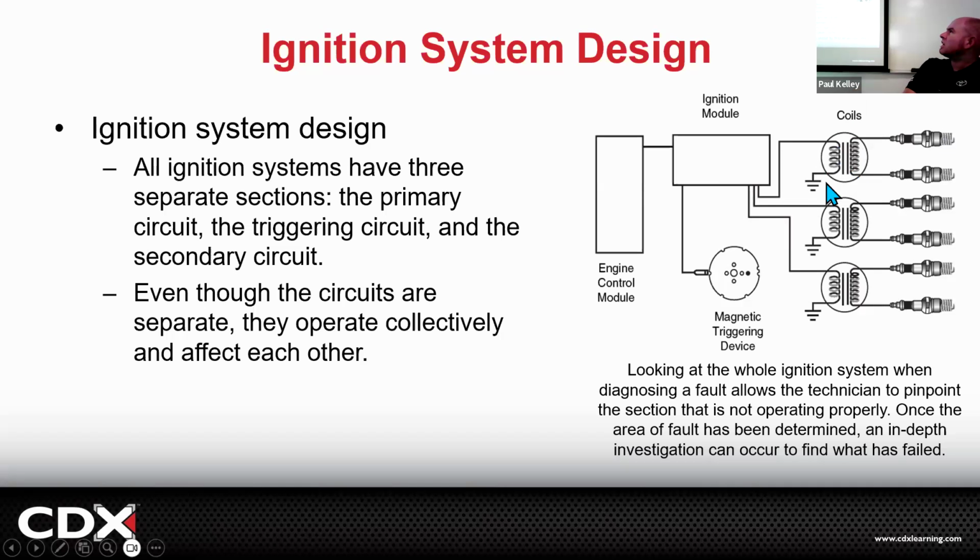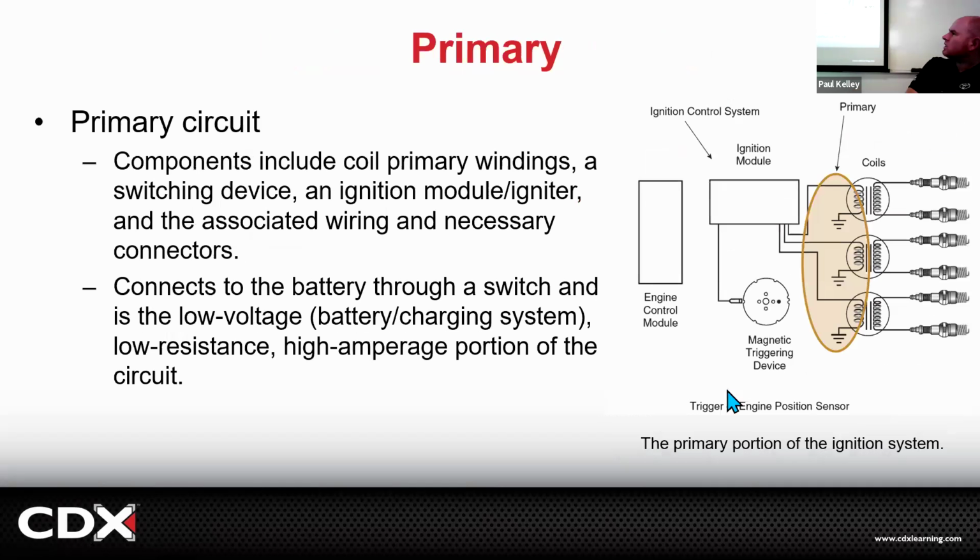But either way, do you guys understand what's controlling the coil? The ignition module powers it and then unpowers it, which causes the spark. And how does the ignition module know? It references the triggering device, right? Which could be a pickup in this case. So let's look at what the primary is. This is all the primary. Everything to the left of the coil is considered the primary.